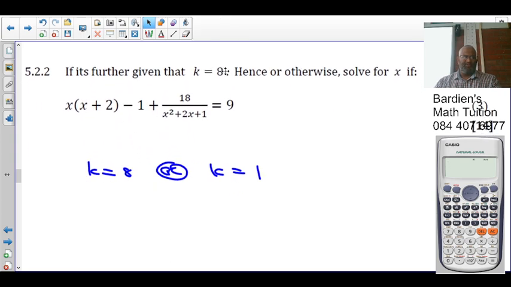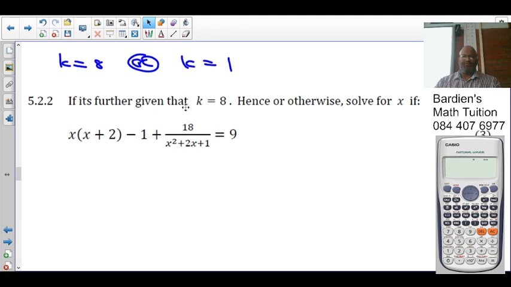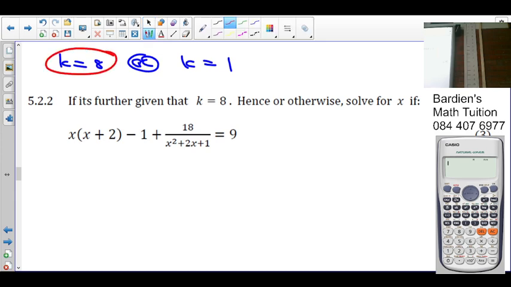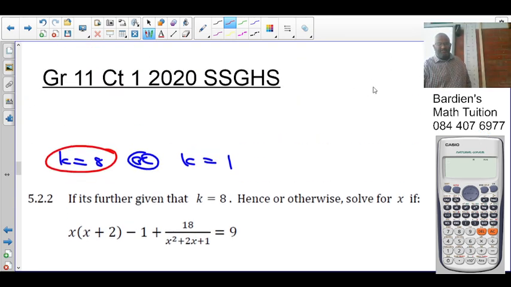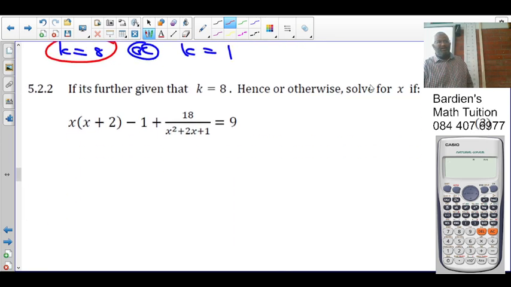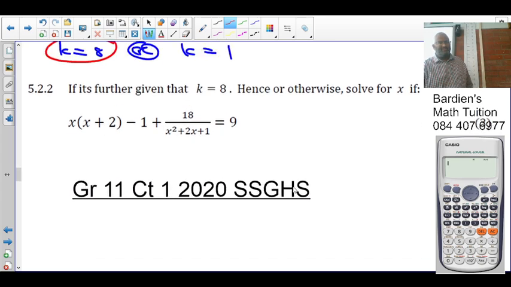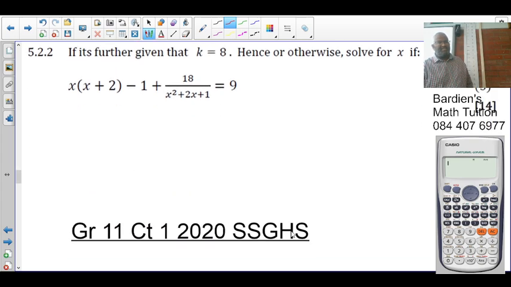in 2.2.2 we have said, it is further given that K is equal to 8. So between the two, they're going with K is equal to 8. Although K is 1 was also a solution, we are given that K is equal to 8. Was 1 omitted, was it the restriction here? Yes, K can't be equal to minus 1. But now they told us that K is equal to 8.